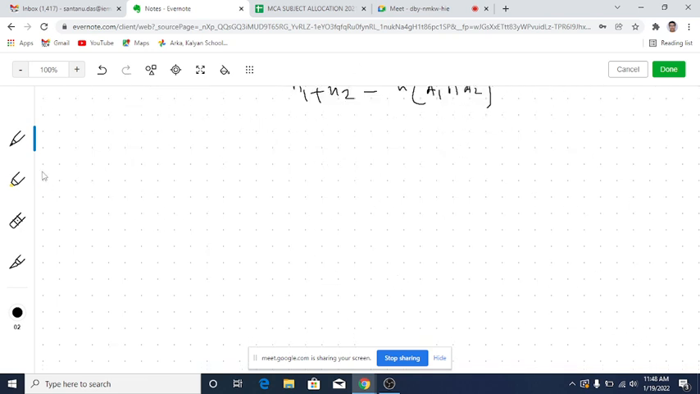So I just want to give one simple example, then it will be clear. Since you are studying computer science, let me consider one example which is related to that.